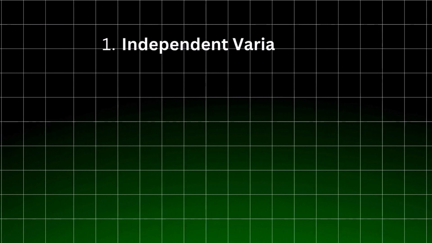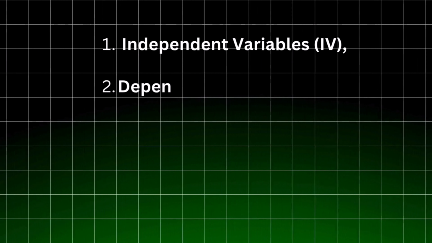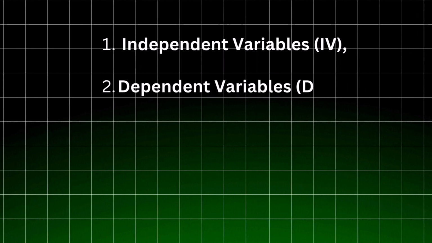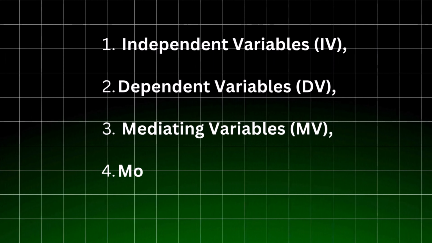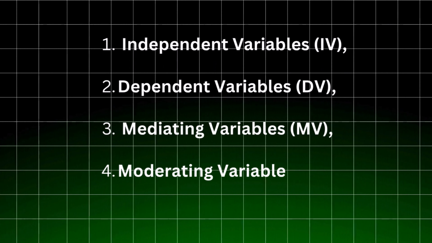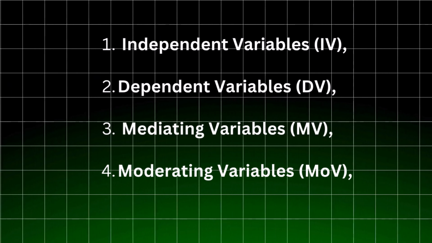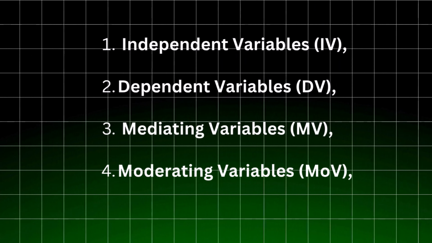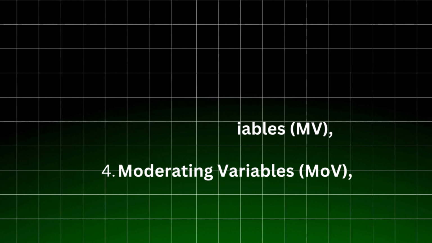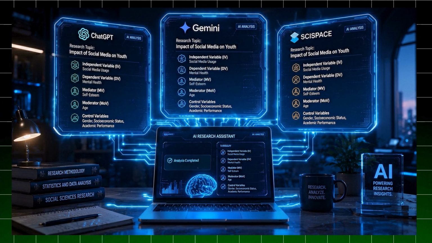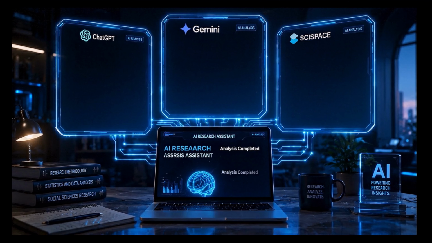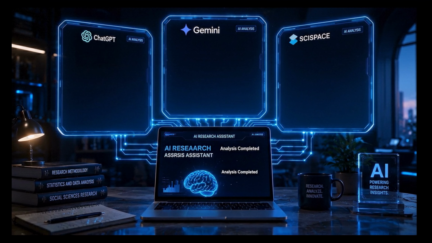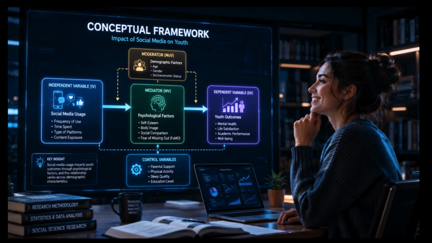Don't worry. In this video, I'll show you how to find independent variables, IV, dependent variables, DV, mediating variables, MV, moderating variables, MOV, and control variables using AI. We'll use ChatGPT, Gemini, and SciSpace, and by the end of this video, you'll be able to identify variables for almost any research topic within minutes. Let's get started.